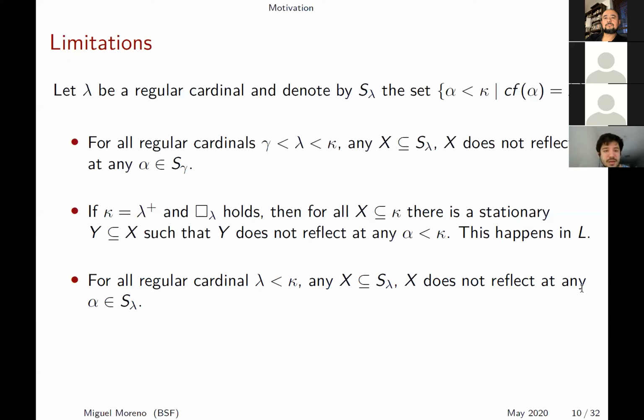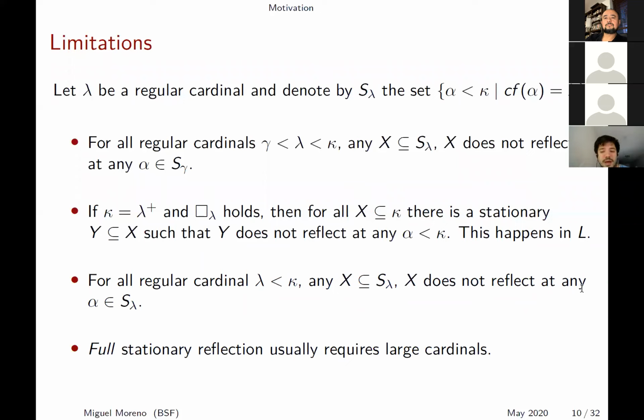And the last one is that the full stationary reflection usually requires some kind of large cardinals to get it. So the idea is to overcome these limitations, because we would like to compare the equivalence modulo non-stationary without thinking about how big the cofinality is. We want to go to omega cofinal. For example, you don't have a notion of what it is to be stationary when the cofinality is omega. You don't have a club in omega or in omega cofinal ordinals. So this is where filter reflection is coming from.